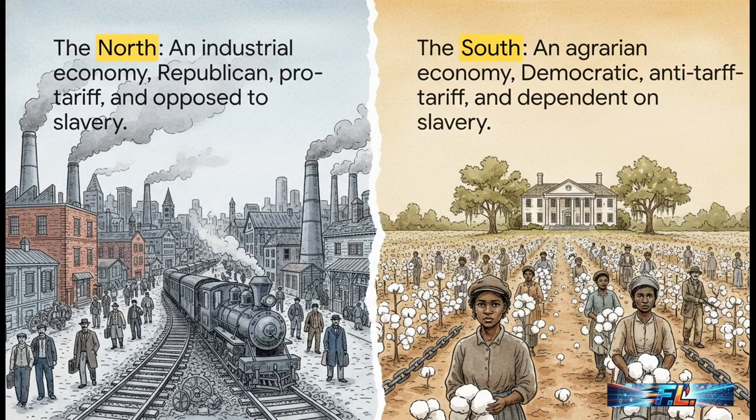You had the North, booming with industry, wanting tariffs to protect its factories, and becoming more and more against slavery. And then you had the South, an economy based almost entirely on agriculture, specifically cotton, which wanted free trade and was built top to bottom on the institution of slavery. This wasn't just a disagreement, it was a fundamental clash of worlds. And at the heart of it all, slavery. That was the one issue where there was just no middle ground.